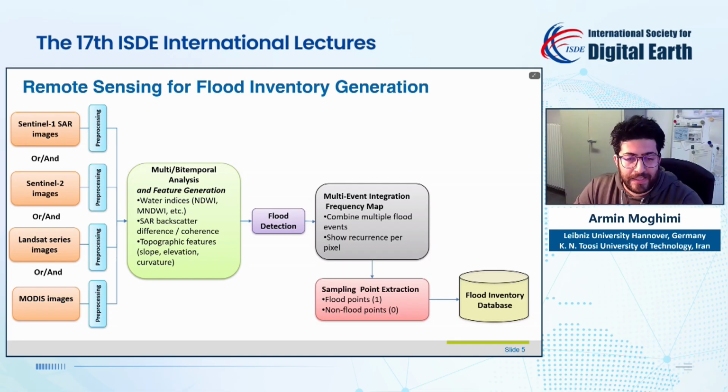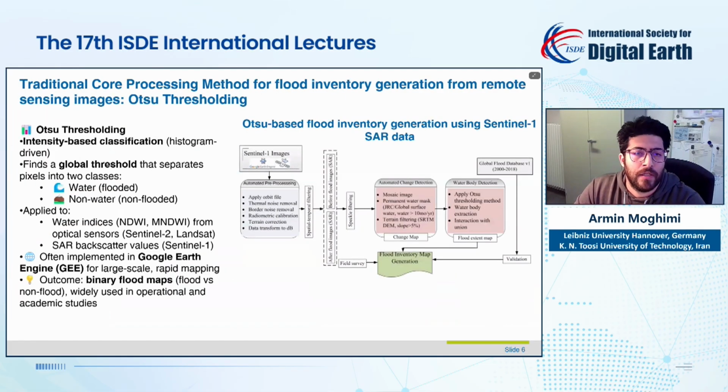It's also worth noting that this workflow can be applied to individual sensors, for example, Sentinel-1 alone, or a multi-sensor combination, for example, pairing Sentinel-1 and Sentinel-2 or Landsat or MODIS. Depending on data availability, this can represent the same event or different flood events over time. So let's briefly look at the traditional post-processing method like Otsu thresholding. It's an intensity-based classification that analyzes the histogram of pixel values and finds a global threshold to separate water from the non-water.